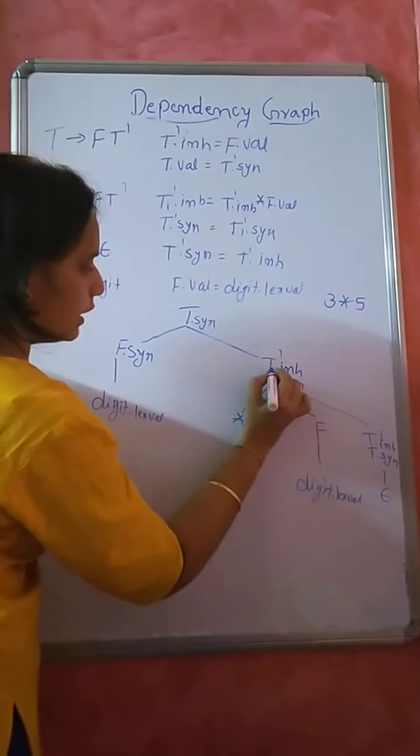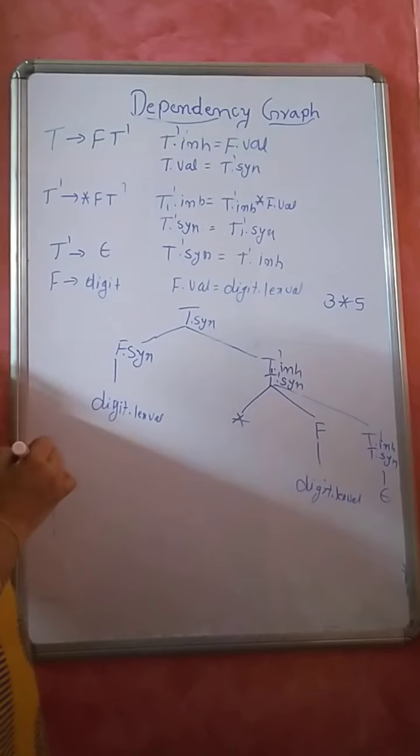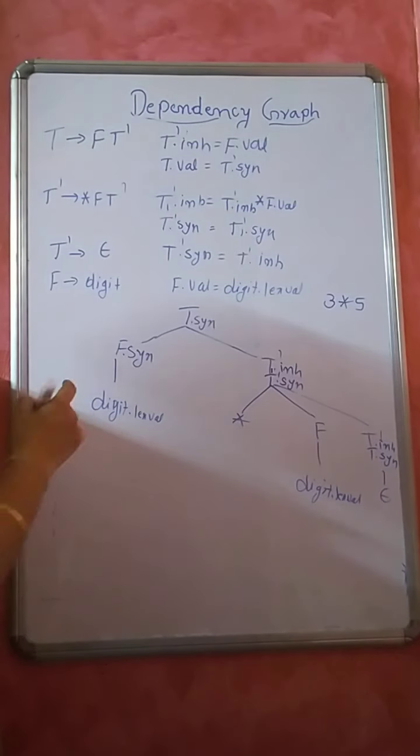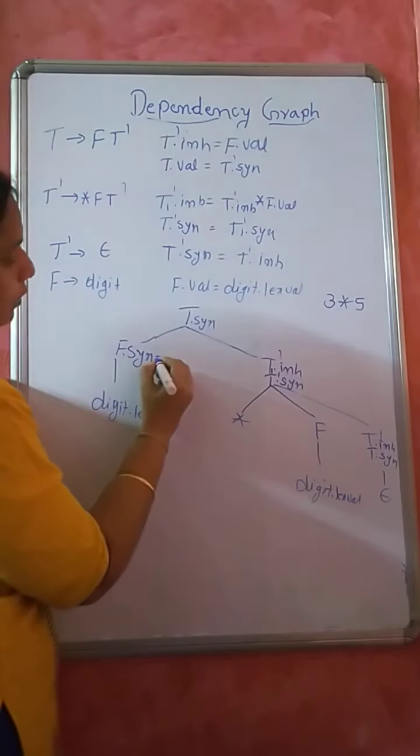Here it is a T1 dash, but both are the same. So now this is what? This is a parse tree. Now I will write the annotated parse tree. Annotated parse tree is along with the value.